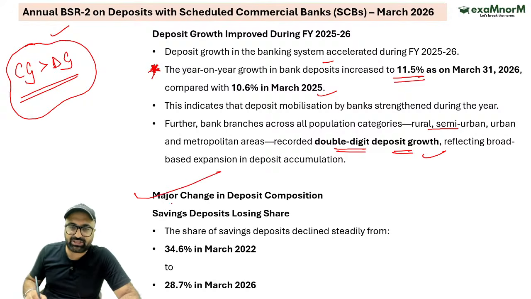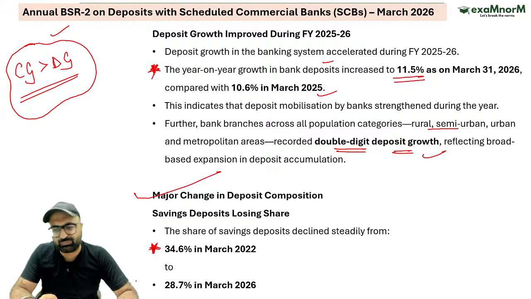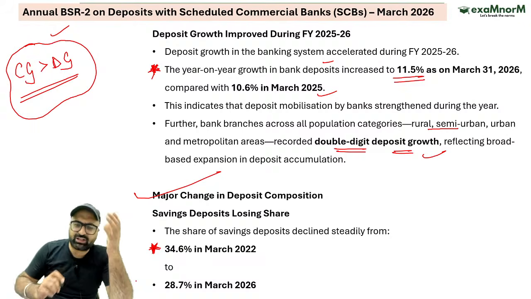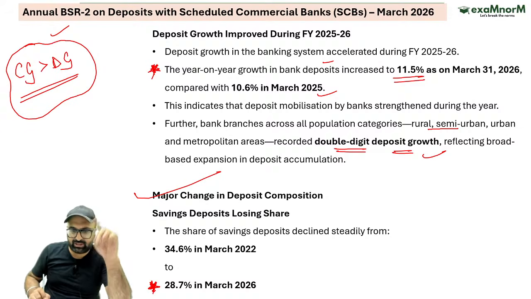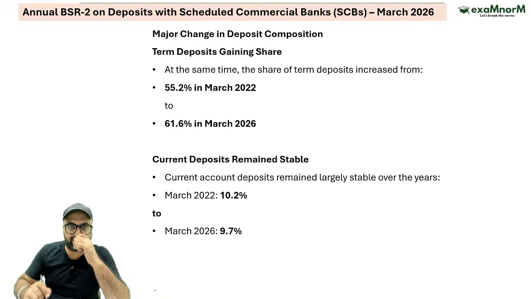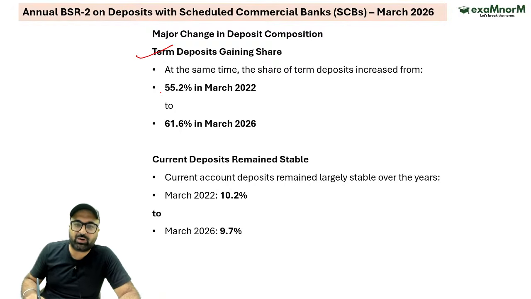What are the major changes in the deposit? So first of all, what is the share of saving deposits? So the share of saving deposits was 34.6% in March 2022, but now it has reduced to 28.7%. It has reduced to 28.7%. Term deposit share was 55.2%, but now it has increased to 61.6%.